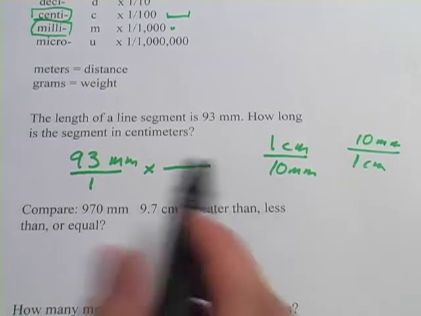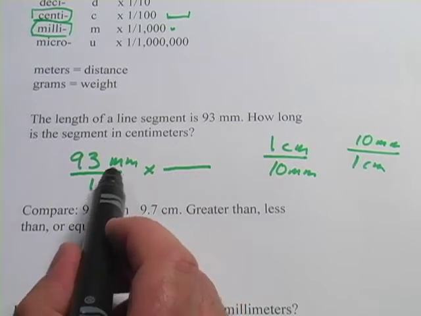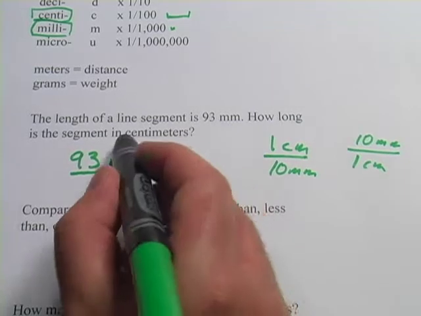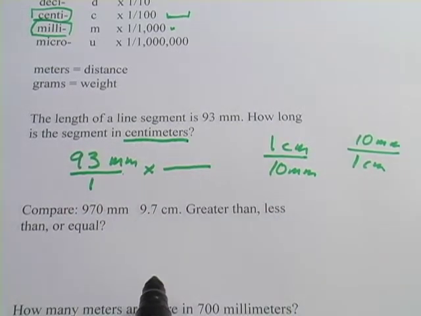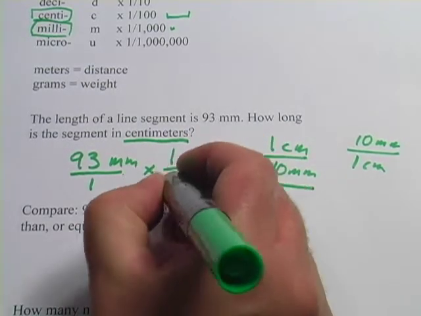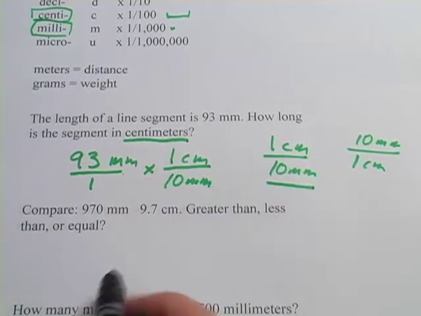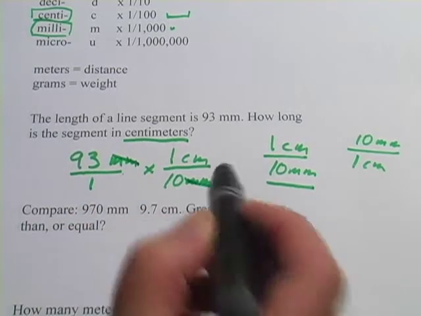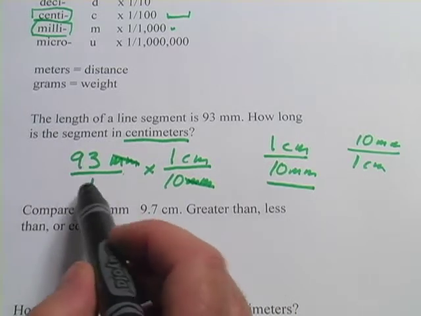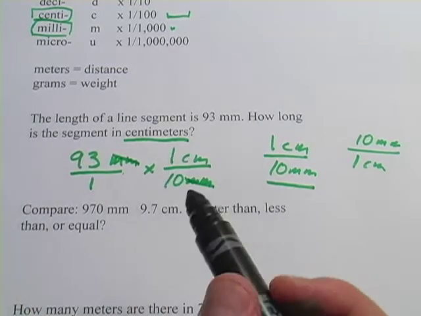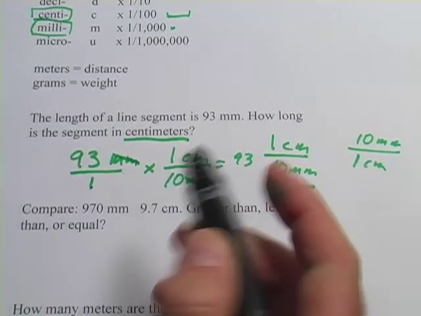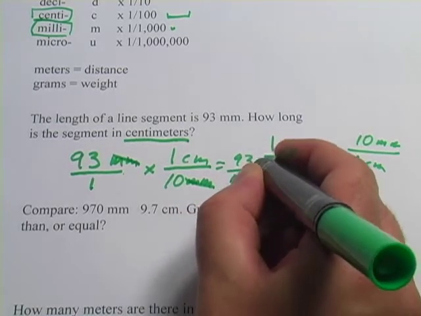What I want to do is pick the one that has millimeters on the bottom. Millimeters is on the top to start, and I want those millimeters to cancel out so that I'm left with the unit that I'm being asked for, which is centimeters. So I'm going to choose this one. 1 centimeter has 10 millimeters. Now, the millimeters cancel out. I'm left with just centimeters as a unit, and I do my multiplication. Across the top, it's 93 times 1. Well, that's 93. And across the bottom, it's 1 times 10. Well, that's 10. And this is centimeters.